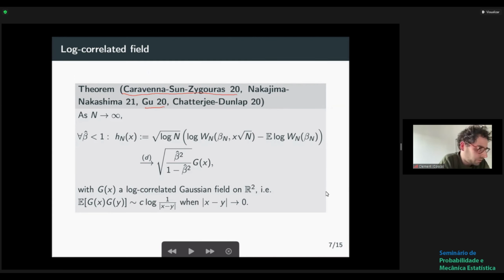But the one of Caravenna-Sun-Zygouras is more complete, in the sense that they obtain this limit in the whole region beta hat strictly less than 1, whereas the result of Gu was restricted to a smaller region, smaller than a constant smaller than 1. And then there was some extension by Nakajima and Nakashima, who were interested in also getting a simplified proof. So they use different techniques, and they also obtain this result for many types of initial condition when you look at the KPZ equation.